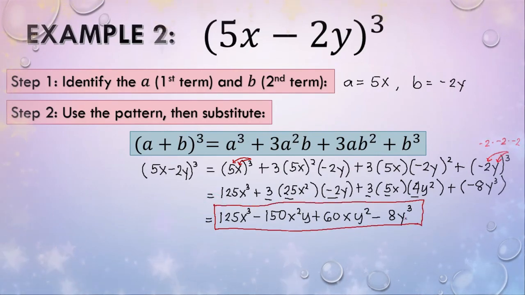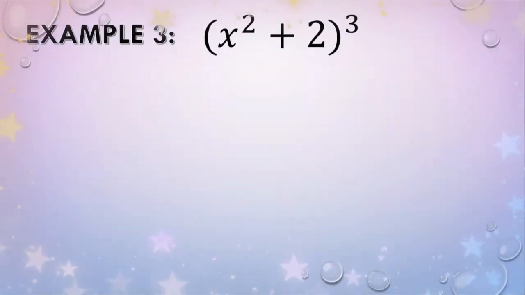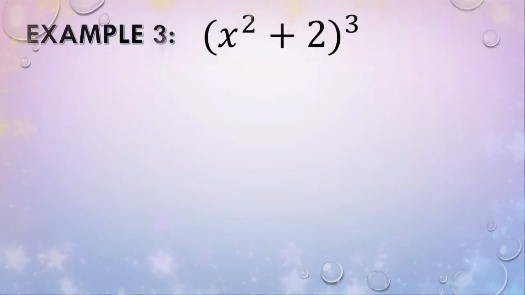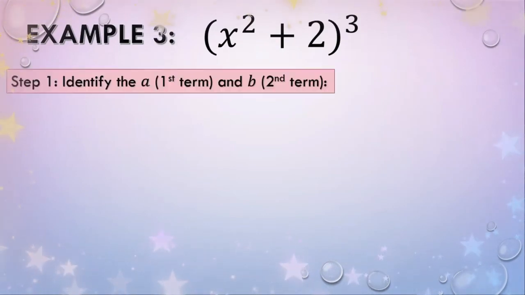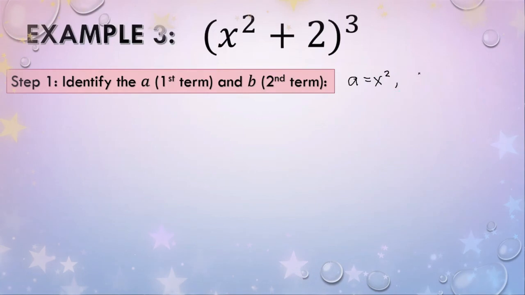Okay, good job. Now let's move on to the last example. x squared plus 2 cubed. So first, identify your first term and your second term. What is your first term? Our first term is x squared. And our second term is 2.